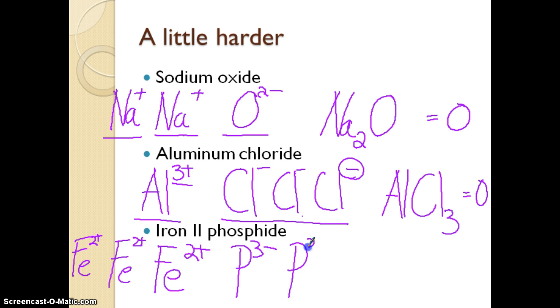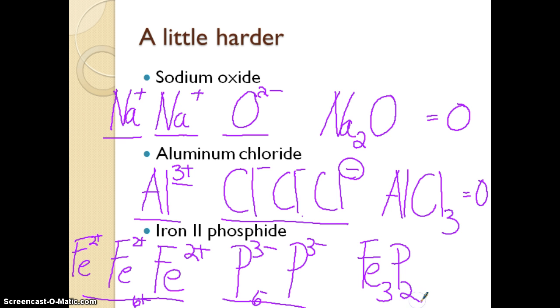That's the number 2. So I need 3 irons and 2 phosphides to give me a total of 6 positive, or 6 losers and 6 gainers. Now that will be neutral. And so now I can write the formula. So I need 3 irons and 2 phosphides. 3 of them lose 2, 2 of them gain 3. Together they lose and gain 6. And so it is, yes, a neutral compound.